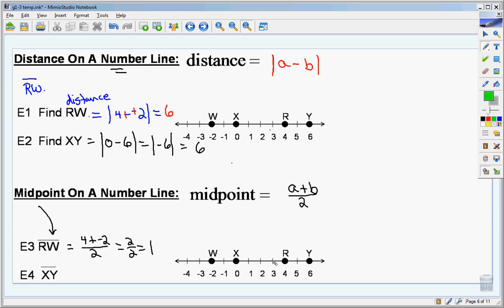And just from a picture standpoint of view, if I plotted that point, you can see that from this green dot to W, there's 1, 2, 3 spaces. From the green dot then to R, there's 1, 2, 3 spaces. You can see that it created two equal pieces out of that segment.